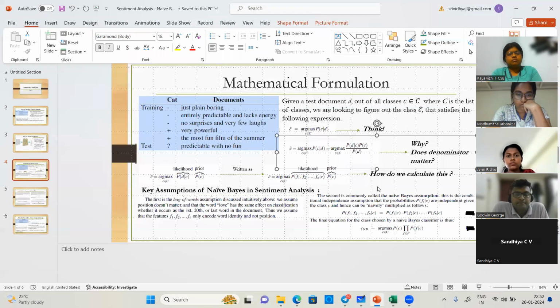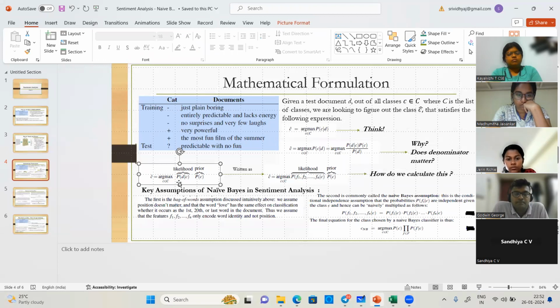So if you look at, and this is what they're saying here. They're saying, look, don't care about P of D. Just focus on the numerator, which is P of D given C multiplied by P of C. All right. What is P of C? P of C is called a prior, which means we'll take an example in a short while for you to understand. But P of C basically means, look, I have a bunch of documents, right? What proportion of the documents are positive? What proportion of the documents are negative? And I'm talking of the training.